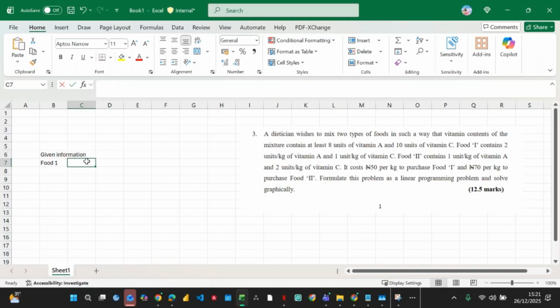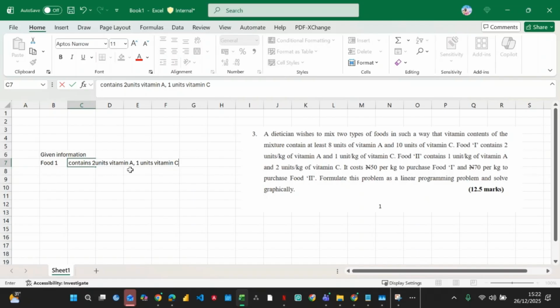In this food, what do we have? Food one contains 2 units of vitamin A. That's 2 units per kg of vitamin A, and then 1 unit of vitamin C.